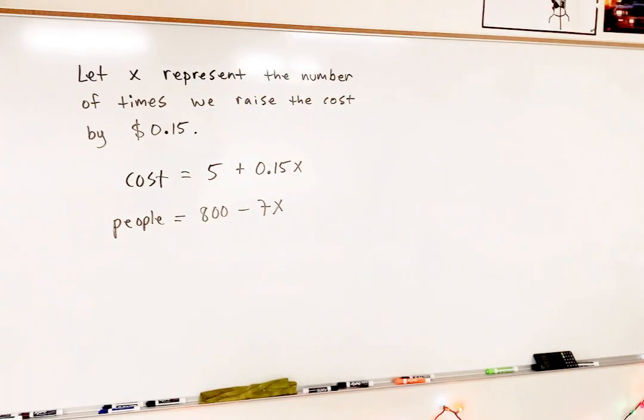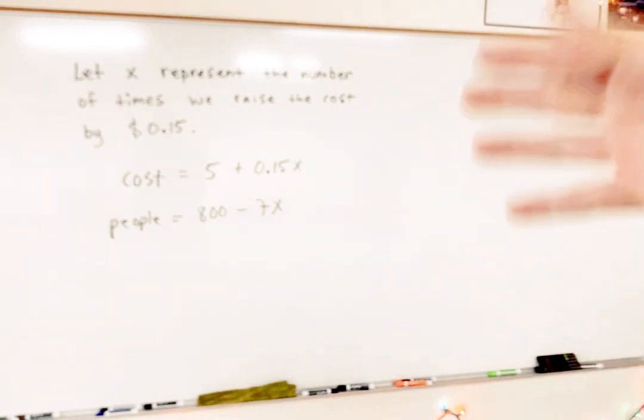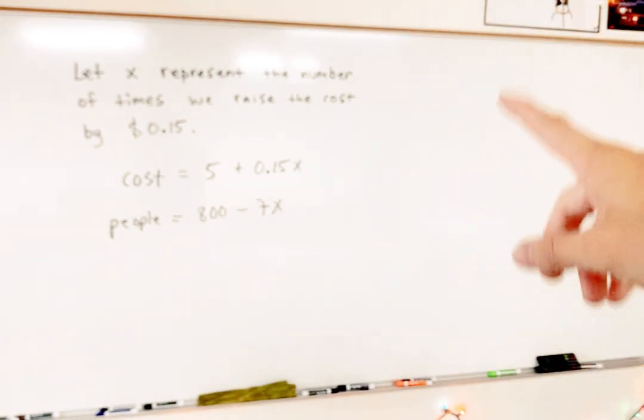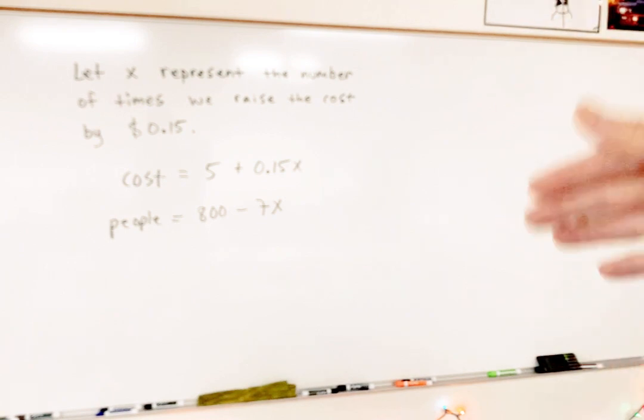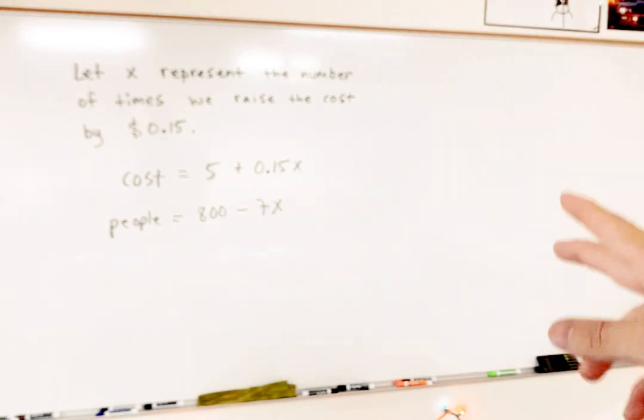So we have cost is $5 minimum, and then it's gonna go up in 15-cent jumps. People, we have 700 or 800 originally, but we're gonna lose 7 people every time we raise the price. So we have a little equation for cost and a little equation for people.